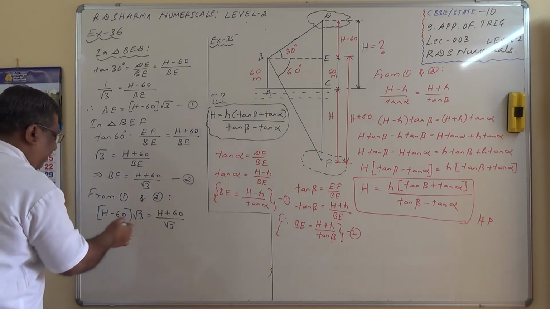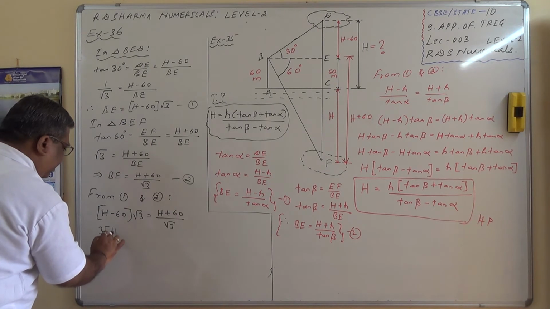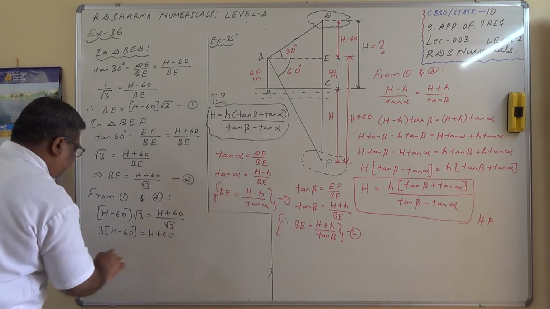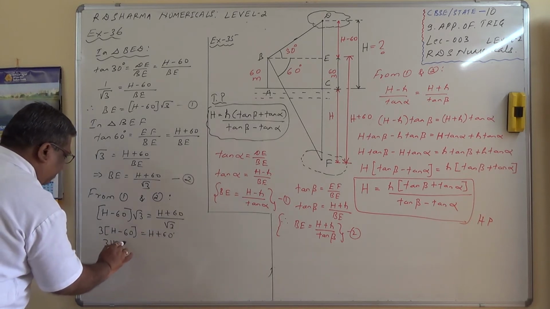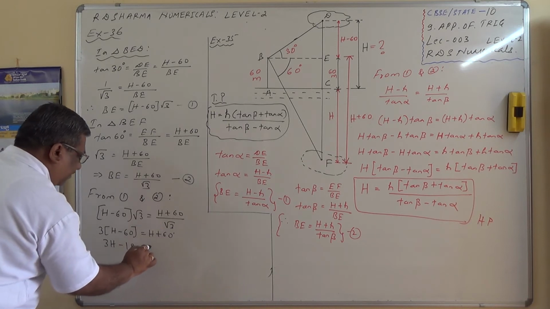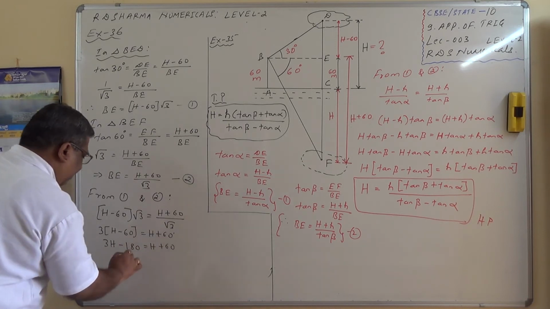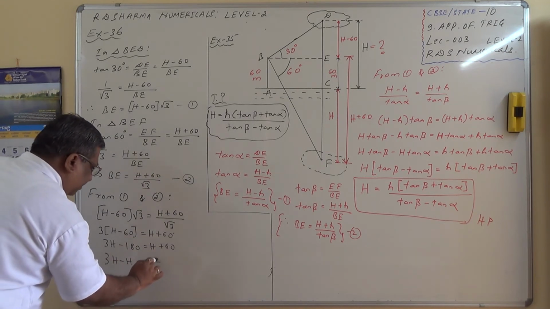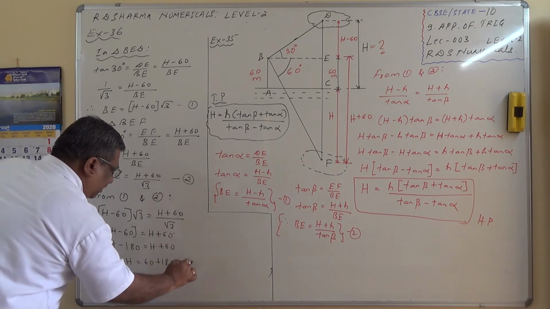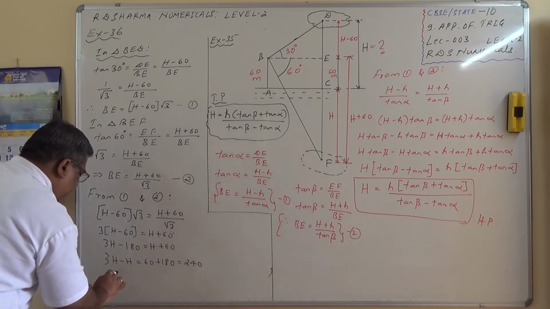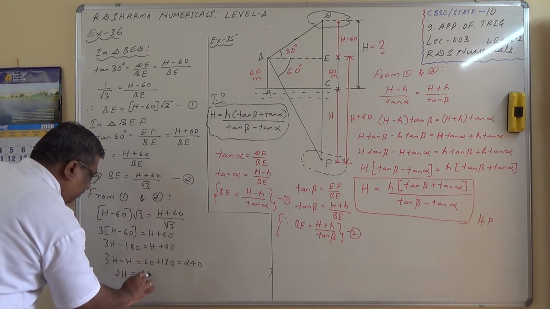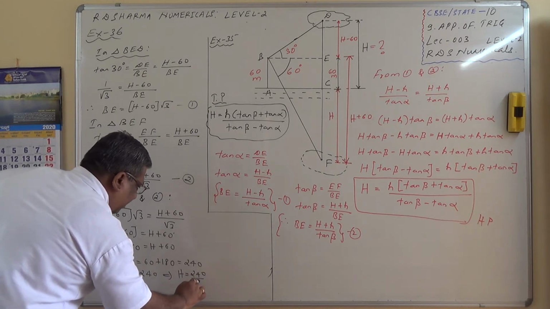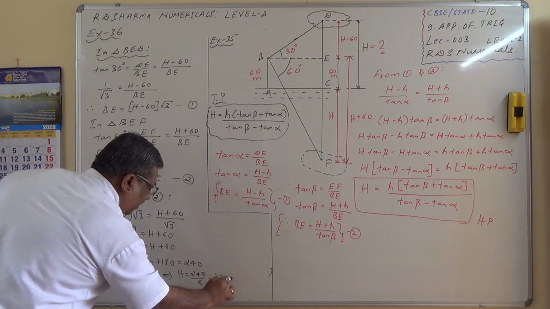Root 3 into root 3 is 3. So 3 times capital H minus 60 equals capital H plus 60. So 3H minus 180 equals H plus 60. Transposing, 3H minus H equals 60 plus 180, which equals 240. So 2H equals 240, which implies H equals 240 divided by 2, which is 120 meters.